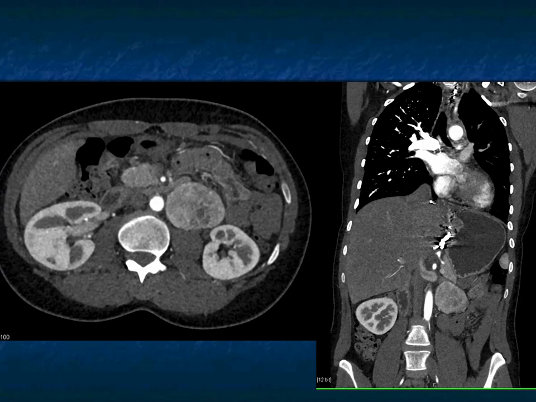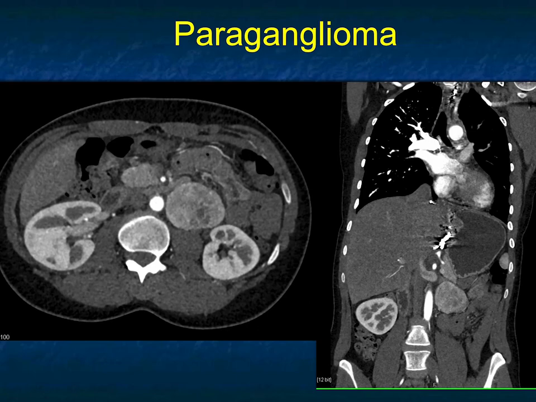Could this be a large nodal mass from lymphoma? I guess, but it's the only mass, and lymphoma typically is not hypervascular. Castleman's disease can be vascular. I guess you would think about that, but very vascular. And then, of course, you'll think about the clinical history, and the answer, ta-da, is a paraganglioma. Just a really, really nice example of paraganglioma.